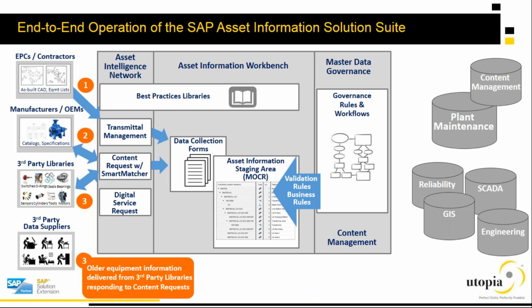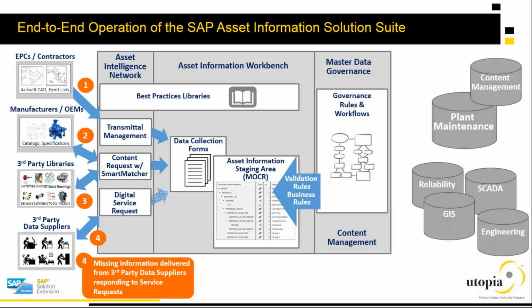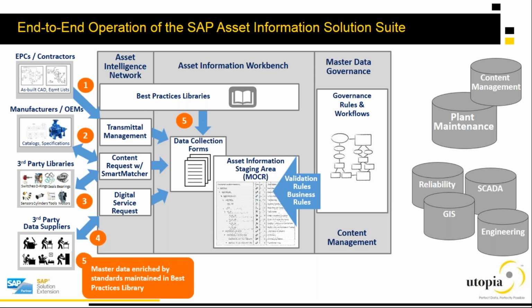This can be used to enrich the information about the equipment or spare parts that you have in your particular plant. If that information doesn't currently exist, a digital service request can be extended through AIN and into the Asset Information Workbench to collect that information. You can ask to source that information through that process so that you can build out a fully delineated hierarchy of information about the equipment, the sub-assemblies, and spare parts associated.